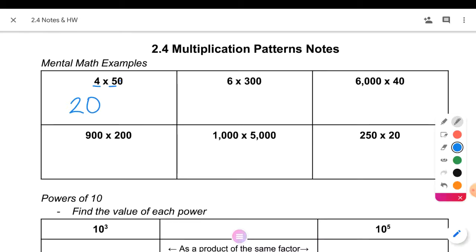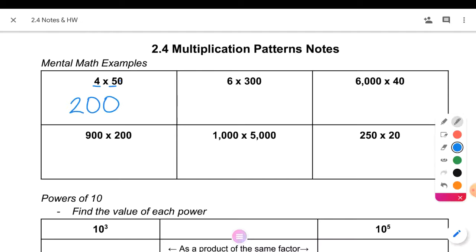Next one, Brody, walk me through what I need to think about. What's my mental math problem in the second one? When you look at it, what 2 numbers can you multiply together? Yeah, 6 and 3. So we're going to underline 6 and 3 because that's our mental math problem. Caden, what is 6 times 3? 6 times 3 equals 18. Good job.